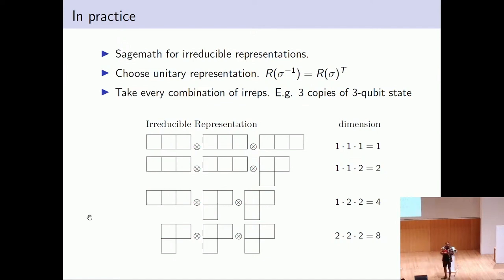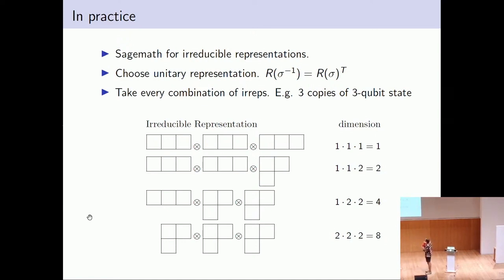And what we need is that Hermitian corresponds to Hermitian in the group ring, or taking the inverse. So we need that the inverse of an element really corresponds to the transpose, which is the real case for me, for Hermitian. But all these representations are real, so it doesn't matter. And then we take every combination of these irreps.